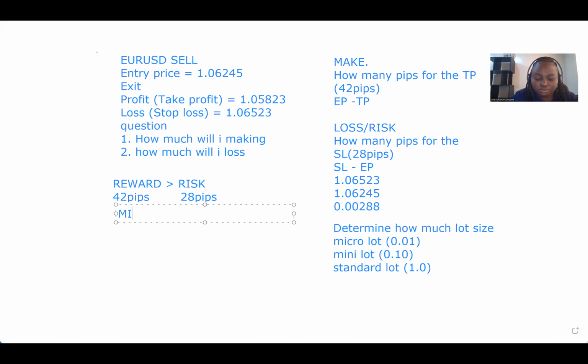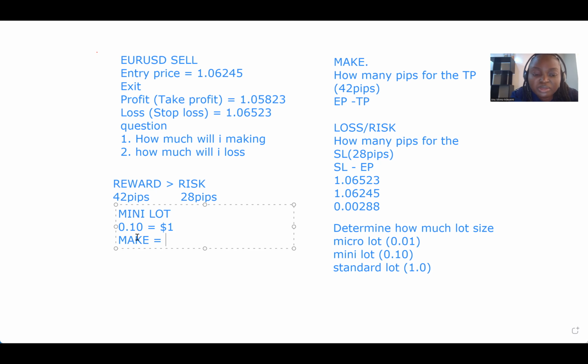So we'll go to mini lots. Now remember, for the mini lots, 0.10 is equivalent to $1. So for this, the same formula is used to know how much you'll make: the value of pips multiplied by the value of lot size multiplied by the number of pips.